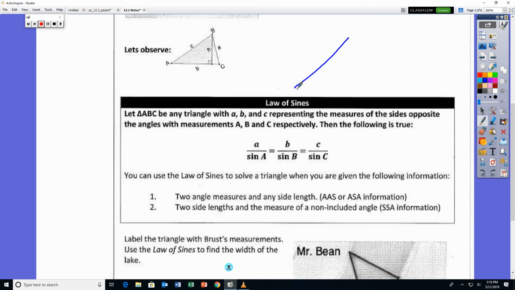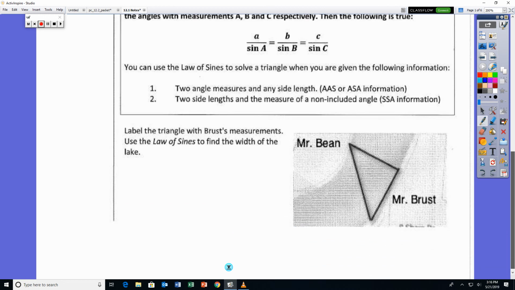So if you had your triangle, and this is angle A, side A is across from it. If this was angle B, side B across, and around like that. We can create three different fractions. This can be used in situations where we know two angle measurements and one side length, or if we know the length of two different sides and the measure of one angle that is not between them.